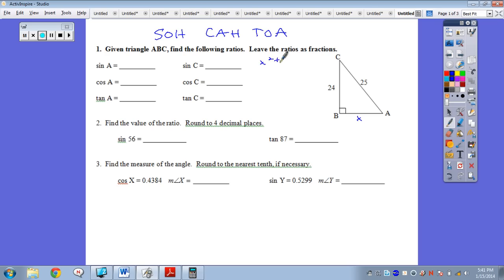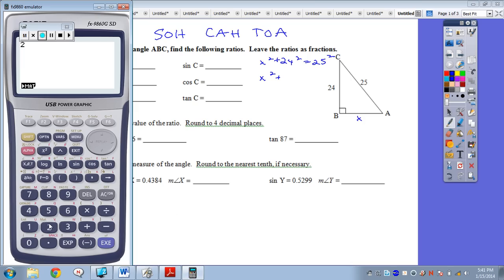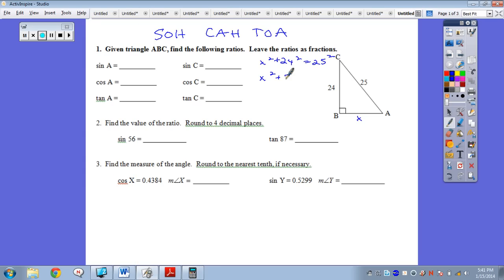X squared plus 24 squared is equal to 25 squared. 24 squared is equal to 576. 25 squared is 625. You're going to subtract 576 from both sides. You're left with x squared is equal to 49. And then you take the square root of both sides, leaving you with x is 7. So now you have a right triangle with sides 7, 24, and 25.